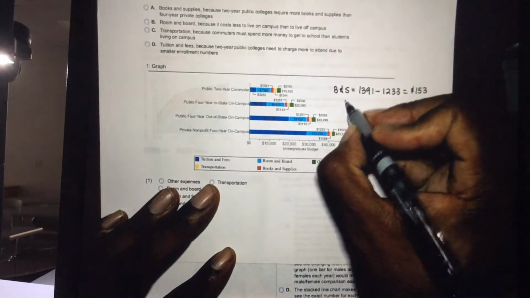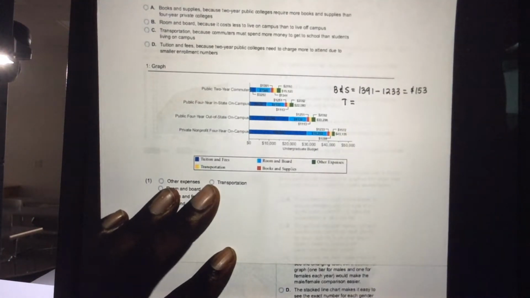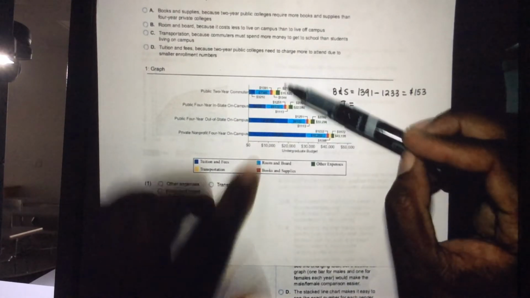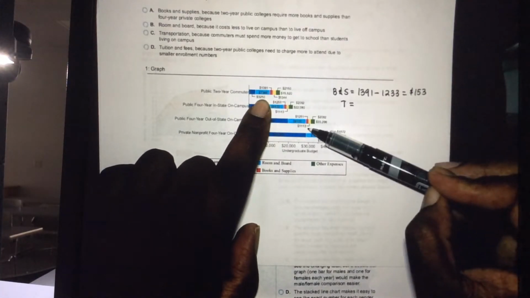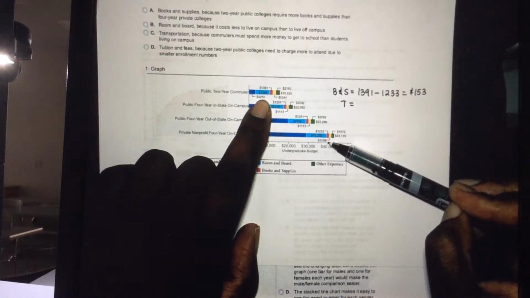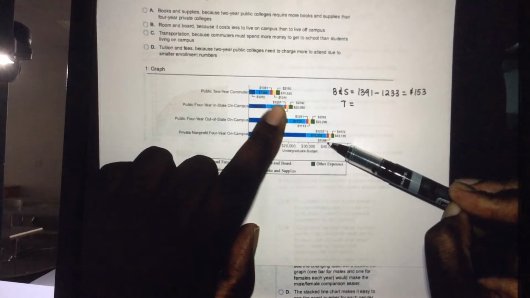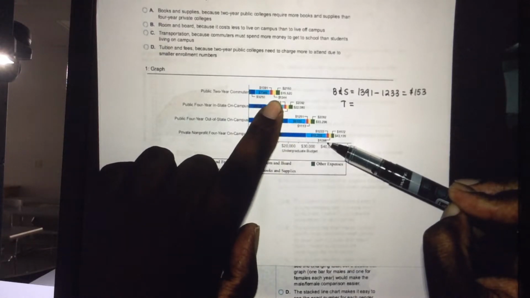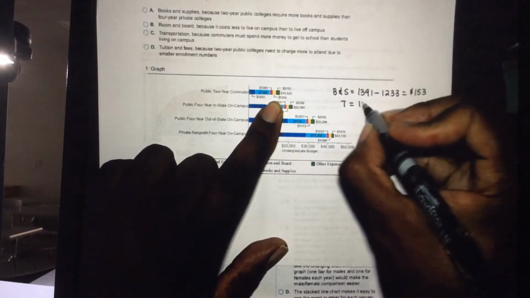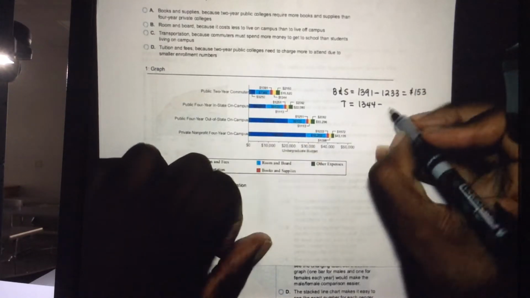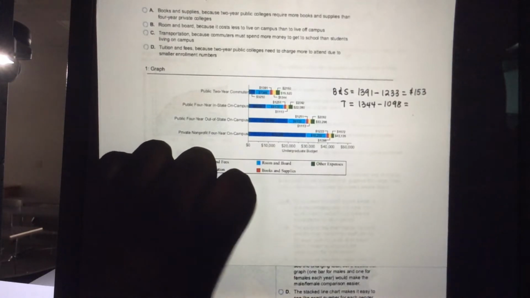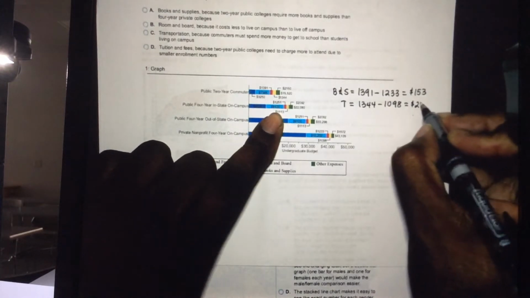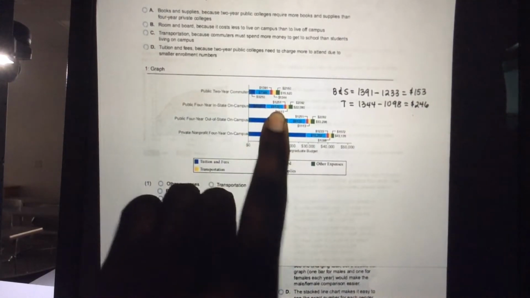Okay, let's also look at transportation. I'm going to label that as T, and I'm labeling B and S as books and supplies. For transportation, that's the yellow box. We got $13.64, $11.13, $11.13, and $1,098. And that's $13.44. That's the largest, $13.44, minus the smallest, which is $1,098. Subtract $1,098 from $13.44, you're going to get $246. So transportation varies by $246.